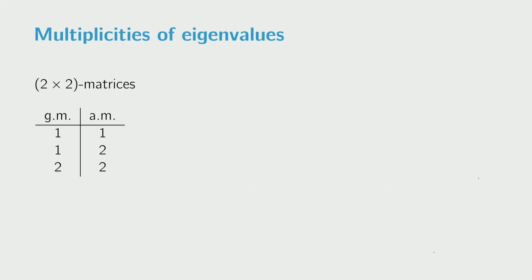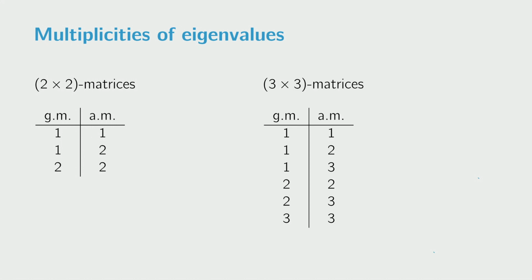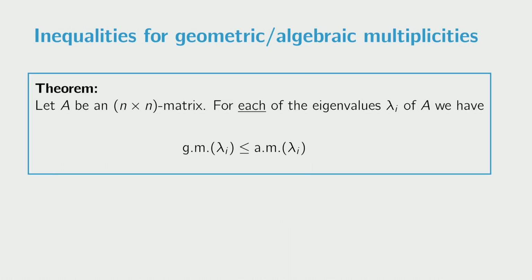It turns out that the table shown here lists in fact all possible combinations of the two multiplicities for a 2 by 2 matrix. Similarly, here's a table with all possibilities for a 3 by 3 matrix. In general, we have the following theorem. Let A be an n by n matrix, then for each eigenvalue of A, its geometric multiplicity is smaller than or equal to its algebraic multiplicity. This is an important inequality in linear algebra. Note that we can add these two trivial inequalities that I referred to earlier in this video.